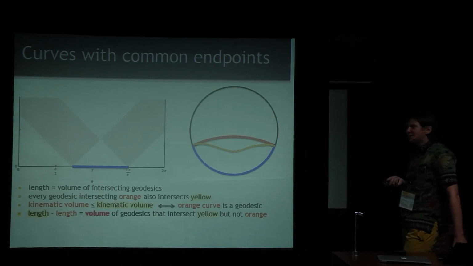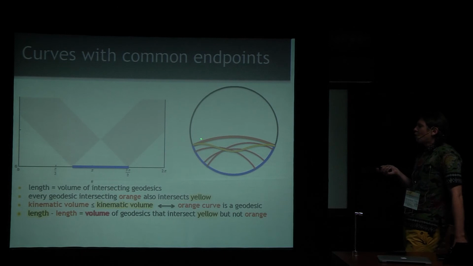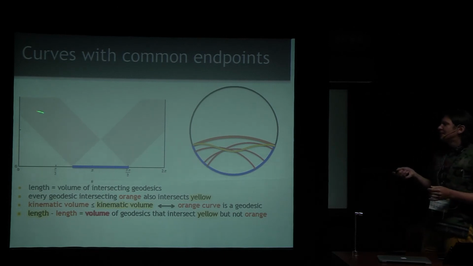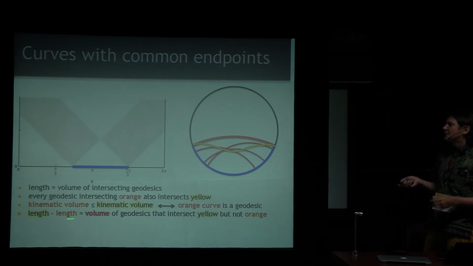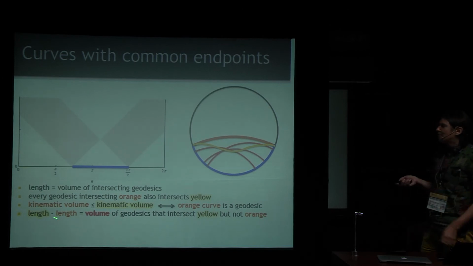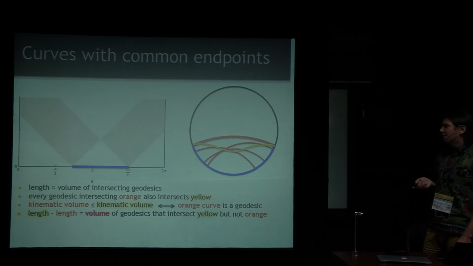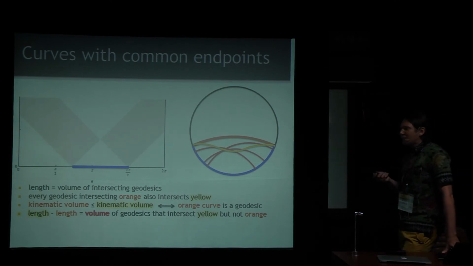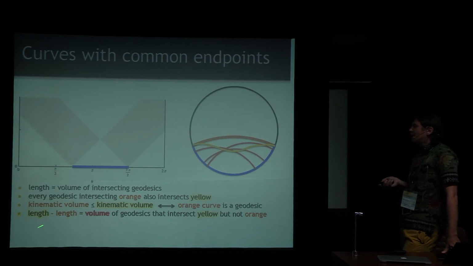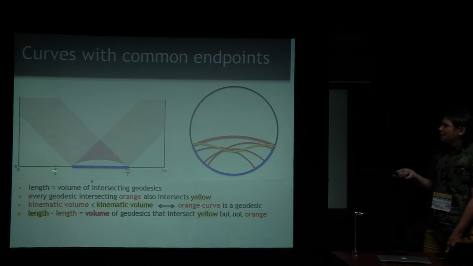But I have more to say about this. There will be some set of geodesics which intersect only the yellow curve and not the orange one. And this will precisely account for the difference in these two kinematic volumes. So it will precisely account for the difference in lengths of the orange and yellow curve. So we have a geometric statement that to compute the difference in lengths of these two curves, I just have to identify the volume in kinematic space which corresponds to this class of geodesics, which intersect the yellow but not the orange. So I've drawn it for you here.